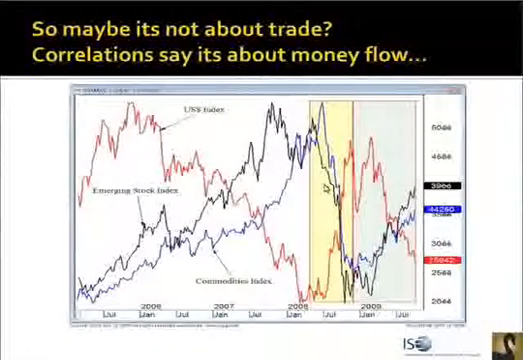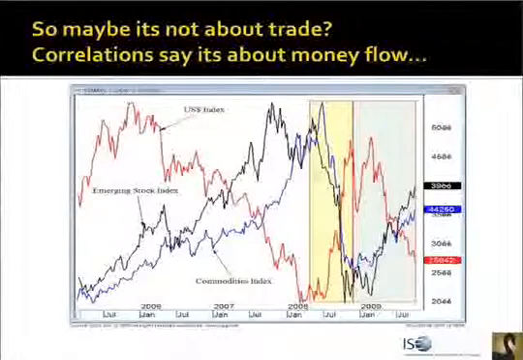So maybe the question is, maybe it's not about trade. And I don't think it's about trade, when I say trade, about exports and imports in terms of currency values. At this stage, it's very much about money flow. And this is a chart showing some correlations, and just to show you how tight the correlations are here.